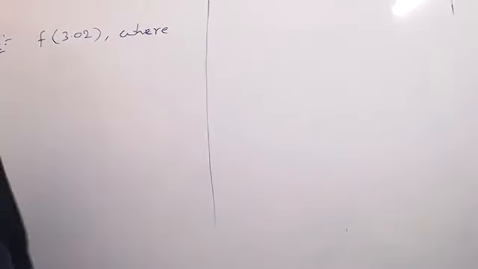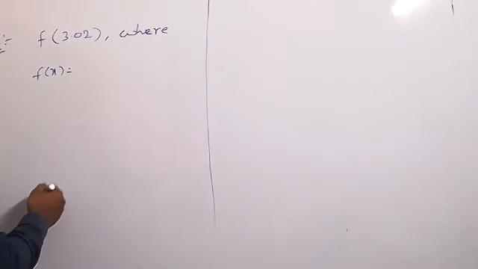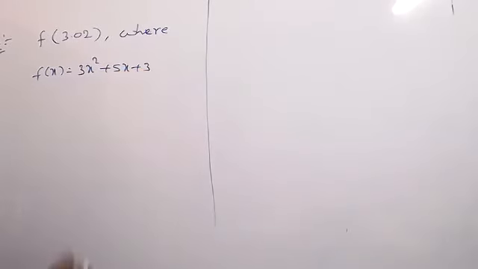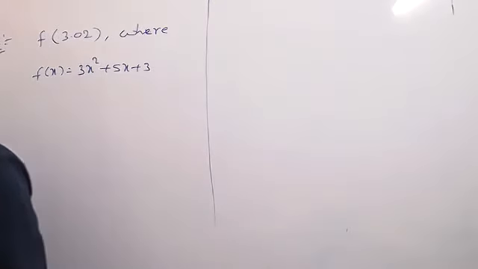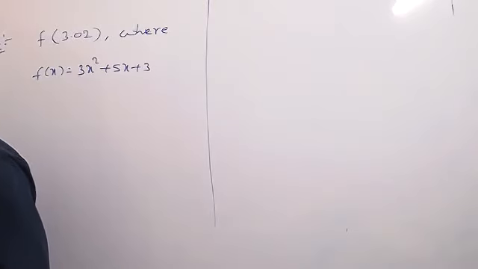Where f of x equal to 3x square plus 5x plus 3. This is the question now. We have to find the approximate value of f of 3.02, where f of x equal to 3x square plus 5x plus 3.